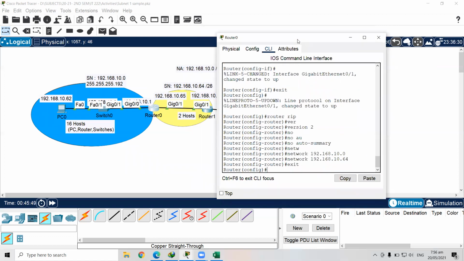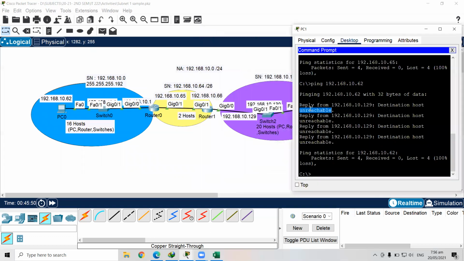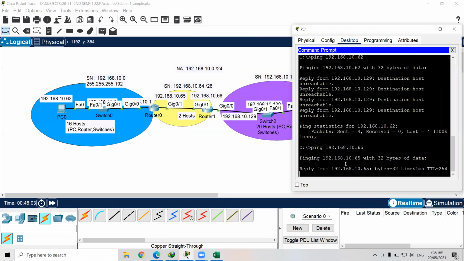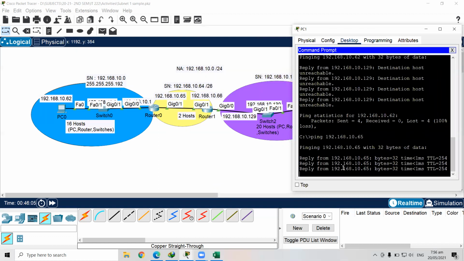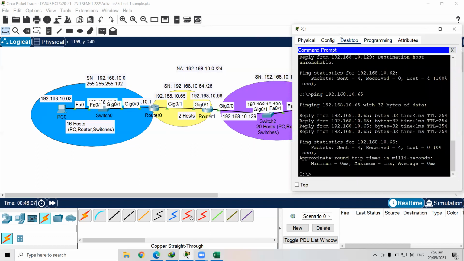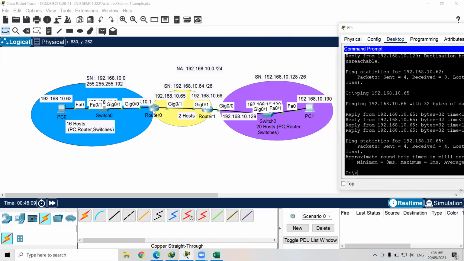Now, let's try mag-ping. Okay, balikan natin ito. Ipi-ping muna natin yung router na to para ma-identify mo kung saan yung may problema. 192.168.10.65. Ayan, nag-reply na siya. So, okay na yung connection niya from PC1 hanggang dito.